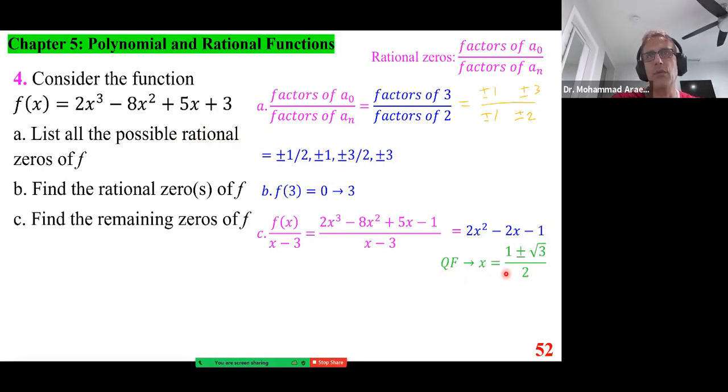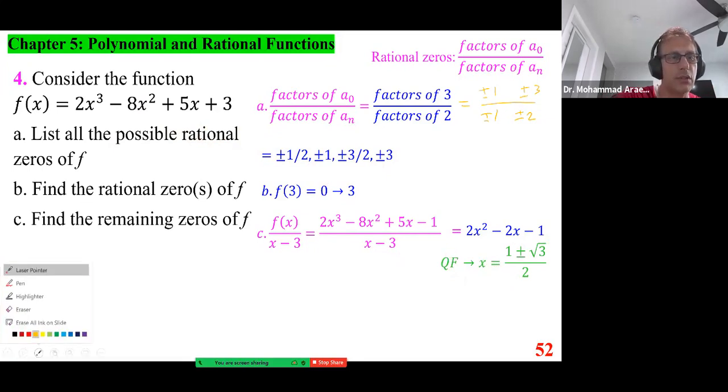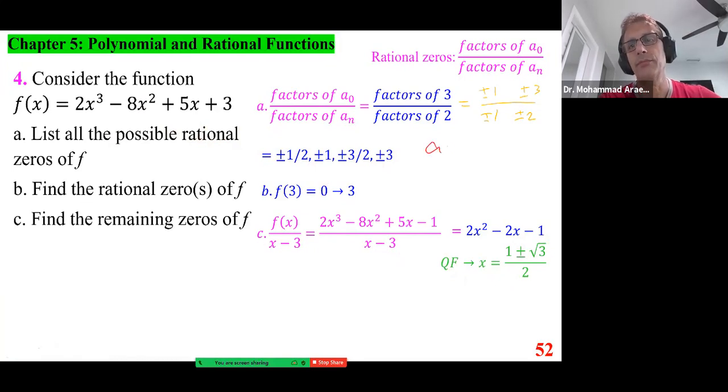Using the quadratic formula, everybody remembers the quadratic formula, right? Let me just again quickly remind you of that. Ax squared plus bx plus c equals 0. X is minus b plus minus the square root of b squared minus 4ac over 2a.